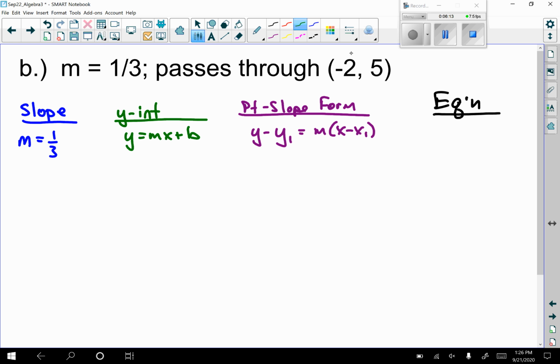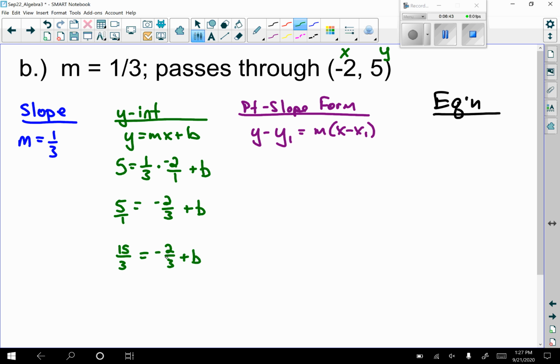If I want to use y equals mx plus b, again, this is my x and my y. So 5 is y, my m is 1/3, my x is a -2 or -2/1 plus b. So now I'm going to get 5 equals -2/3 plus b. Now if I want to add 2/3 to each side, it might be helpful to turn 5/1 into something with a common denominator, which would be something over 3. So let's turn it into 15/3. -2/3 plus b. So now when I add 2/3 to each side, I'm going to get 17/3 for b.